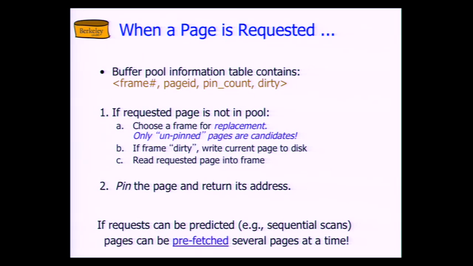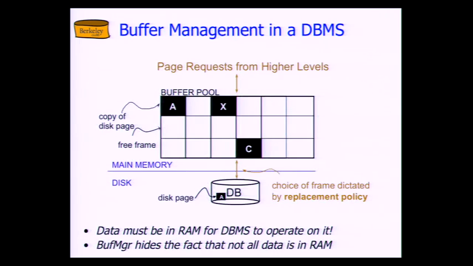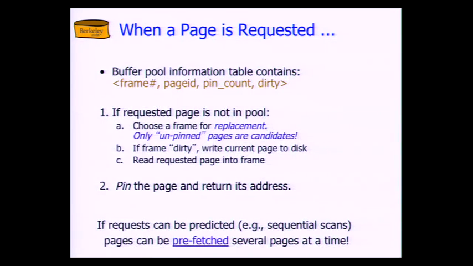Okay, this is what I was trying to do. Remember, page A, frame 0, page X, frame 2. So that's what this little buffer pool information table contains: a frame number, page ID association. Currently, what page is in what frame? We're going to have a field called a pin count, which is how many tasks have pinned this page in memory. And then we're going to have a dirty bit, which says whether this page has been changed since it was read. That's going to be the contents of this side table of information about the buffer pool. So let's see how this works.